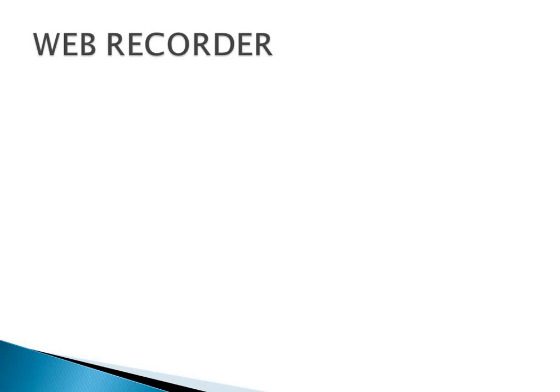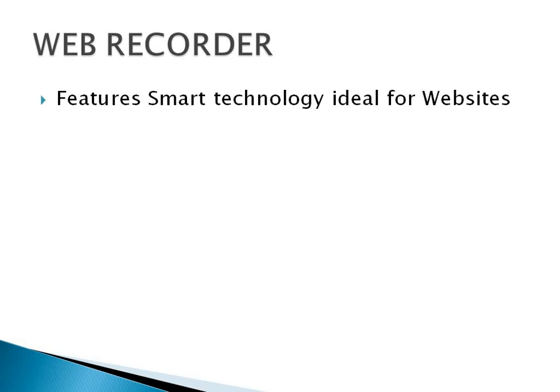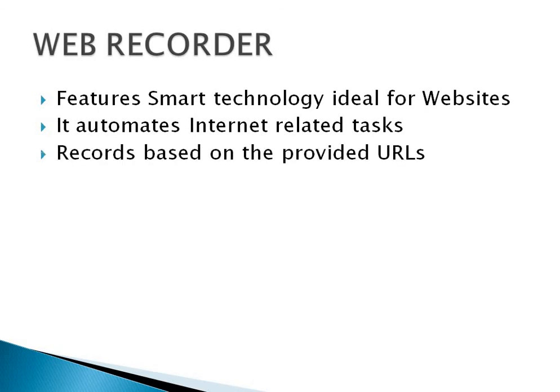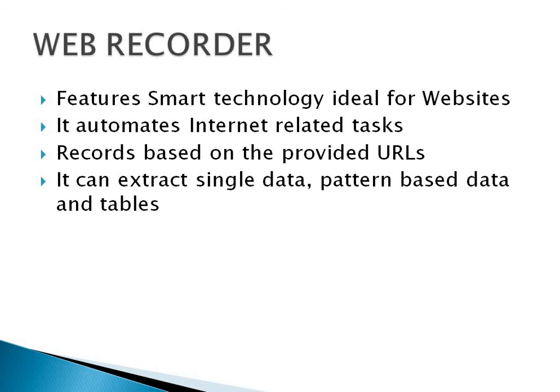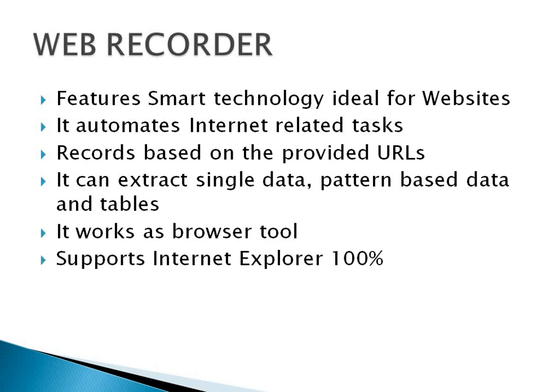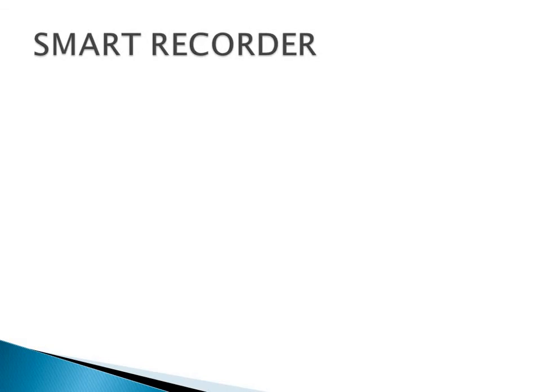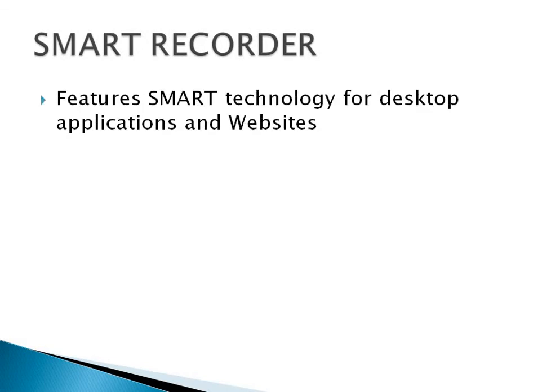Now the second one, web recorder. It is mainly used for websites. It automates the internet related tasks, records based on the provided URLs, and it can extract single data, pattern based data and tables from the websites. And also it works as a browser tool, and it supports Internet Explorer 100%. And the smart recorder is basically the combination of the screen and web recorder.